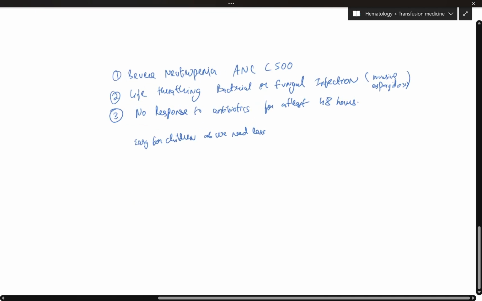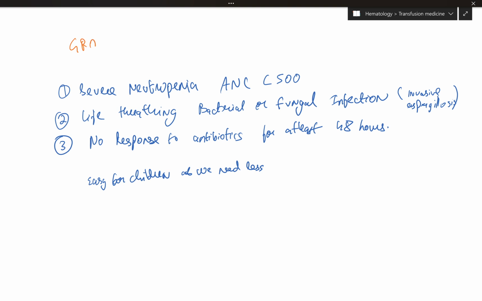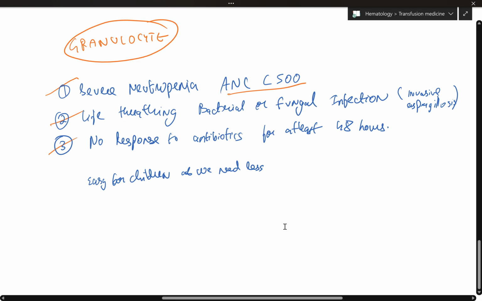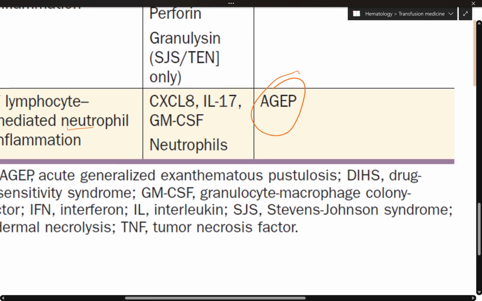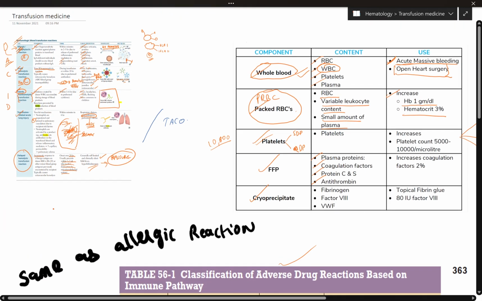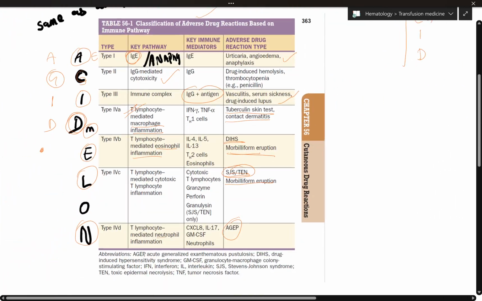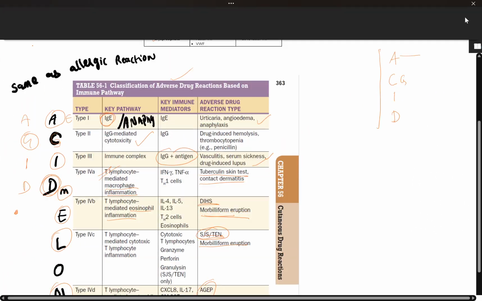Now when will you give WBC transfusions, or granulocyte transfusions? Granulocyte transfusions are given in severe neutropenia when the absolute neutrophil count is less than 500, with life-threatening bacterial or fungal infections, or no response to antibiotics for at least 48 hours. In children, you need much less of these. So those are the indications of WBC transfusion, and that's a quick overview of this.